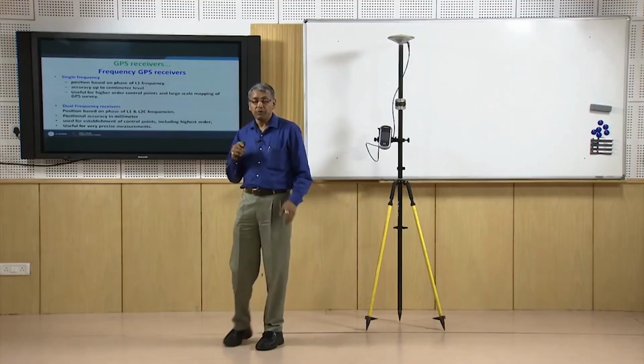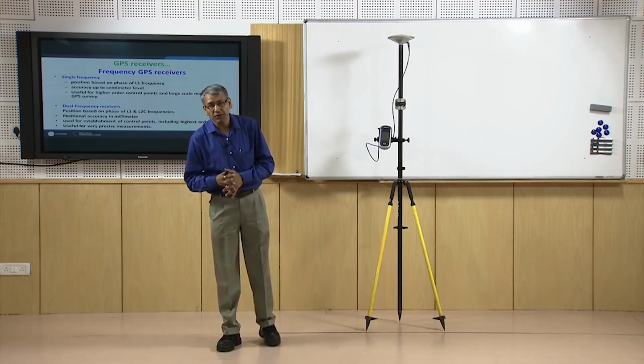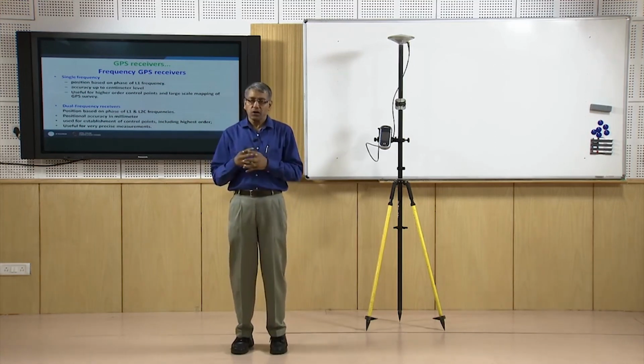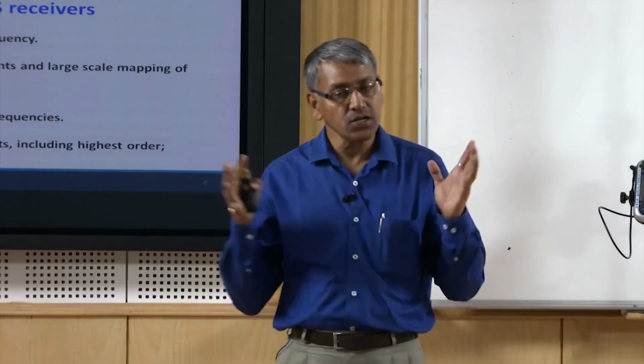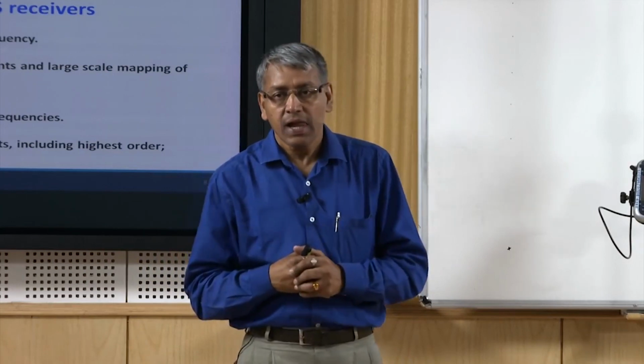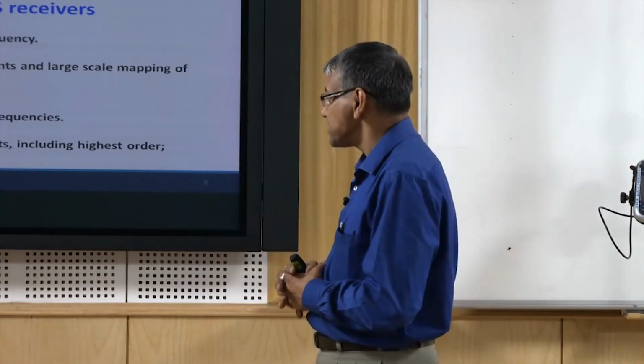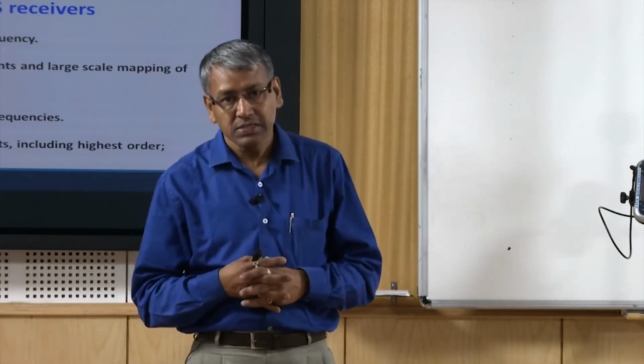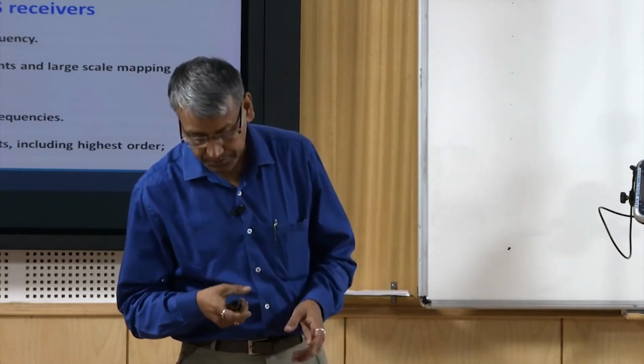This type of instrument, that means dual frequency GPS receiver, is used for highest order control points, highest order baseline measurements, then geodynamic activity as well as for precise measurements of position.